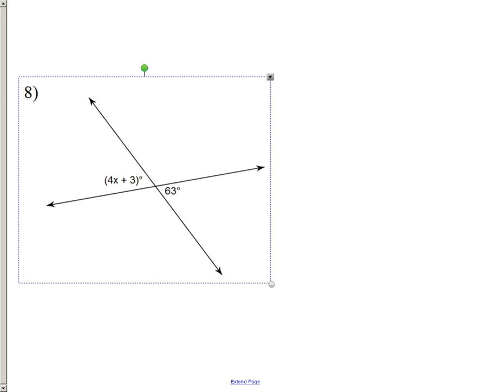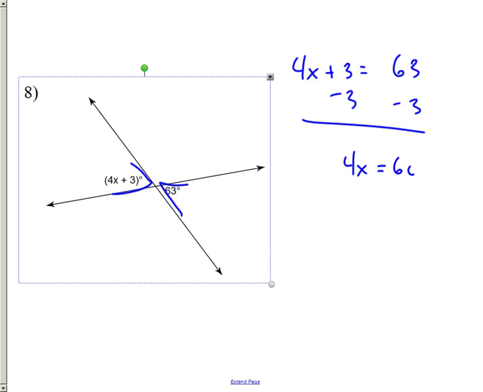So let's try this last one right here. Again, we have vertical angles from each other. So 4x plus 3 equals 63. These two angles are equal to each other. And now we can go solve. x equals 15. If you plug it in, you'll get 63 as well.